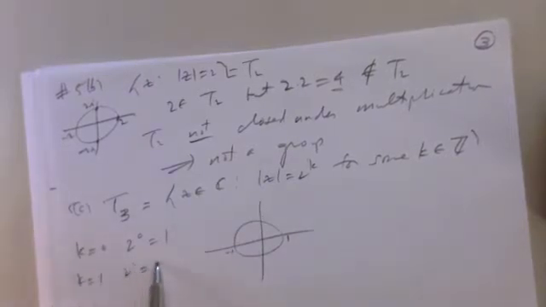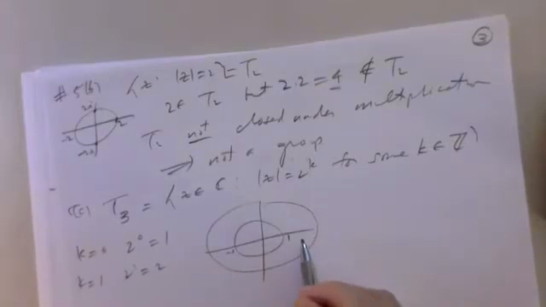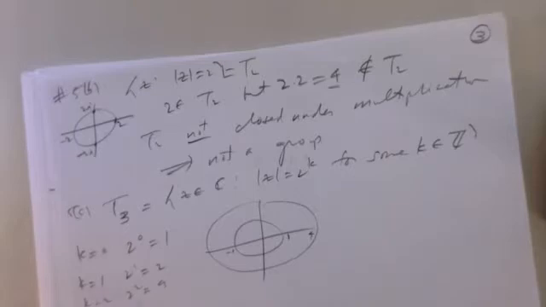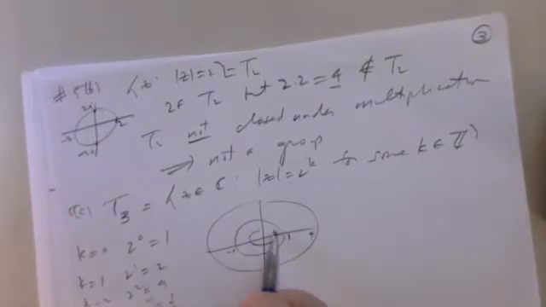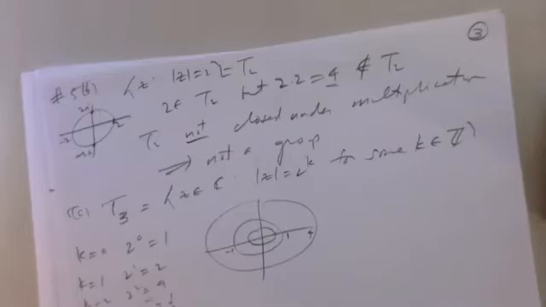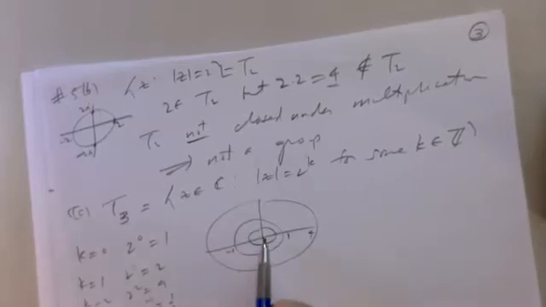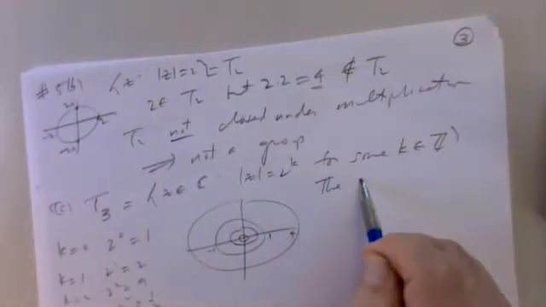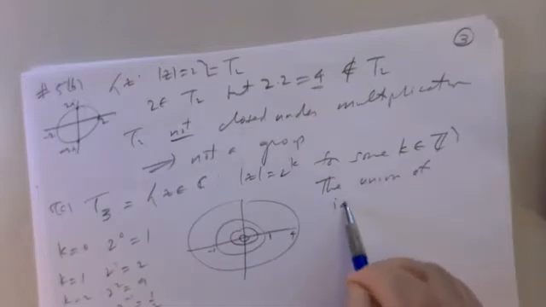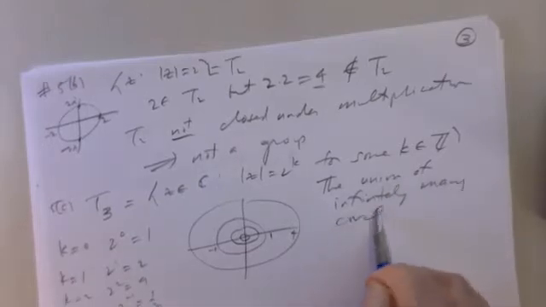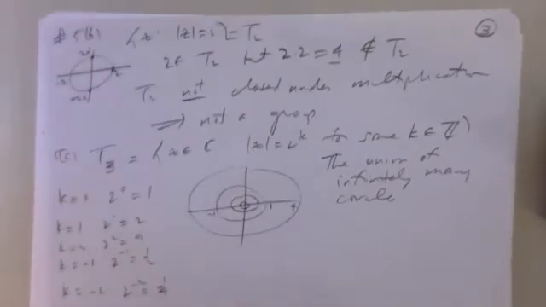When k is 1, 2 to the 1 is 2. That's the circle of radius 2. When k is minus 1, 2 to the minus 1 is a half. That's the circle of radius a half. When k is minus 2, 2 to the minus 2 is a fourth. That's the circle of radius a fourth. So this is the union of infinitely many circles.